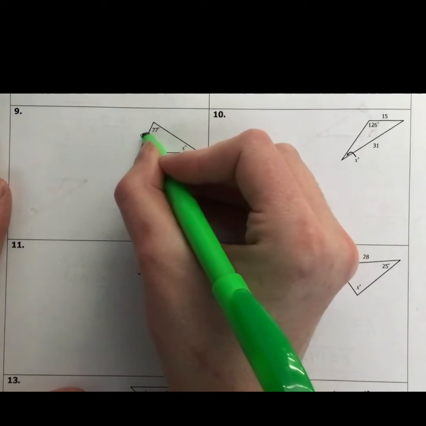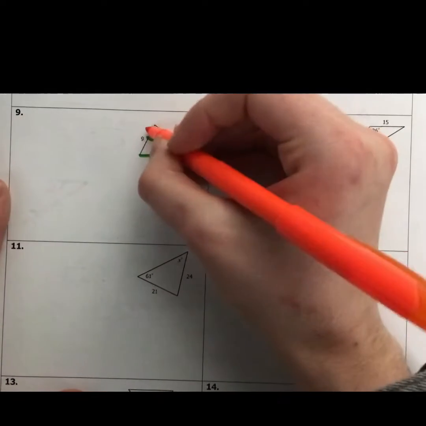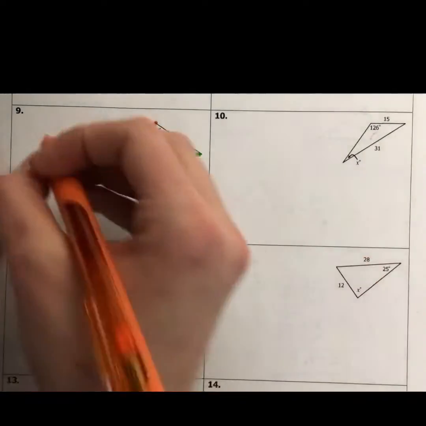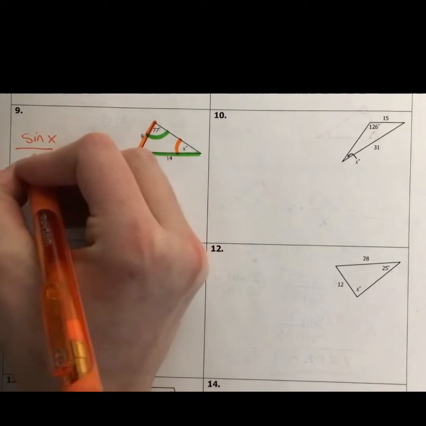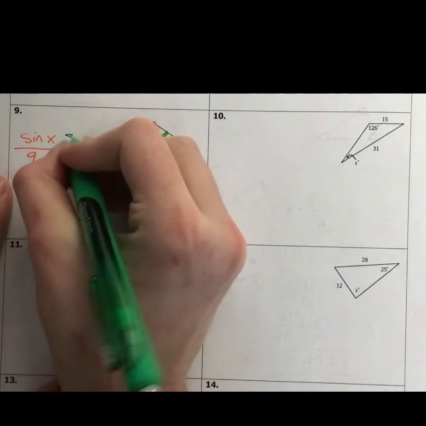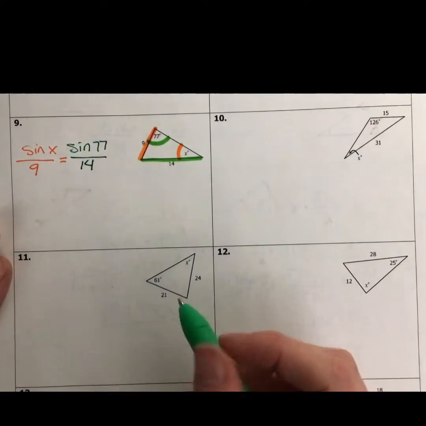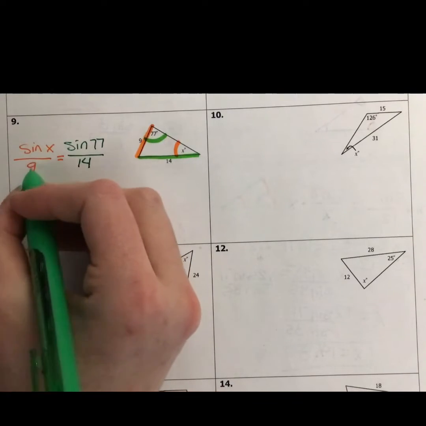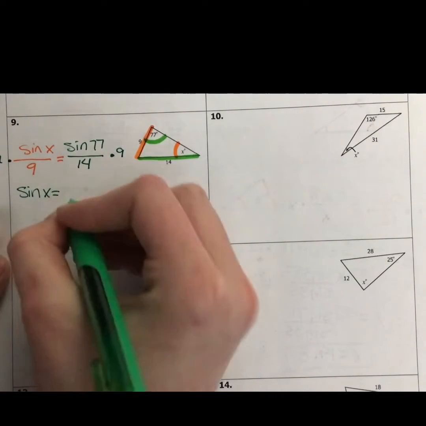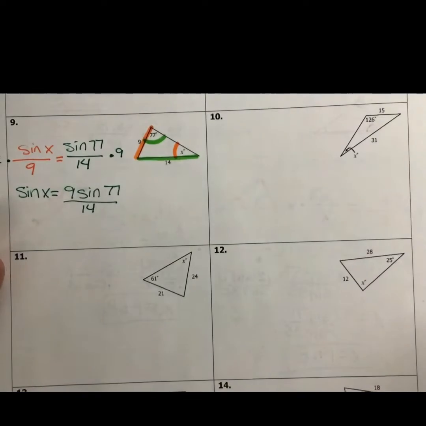So we have our angle 77, and it is opposite of the side 14. We were also given this side 9, and that's opposite of the angle we're trying to find, x. So I would write this as sine of x over 9 equals the sine 77 over 14. All right, so we want to get x by itself, so that means that I need to get this 9 out from the denominator. Multiply both sides by 9. So I have sine of x equals 9 sine of 77 over 14.